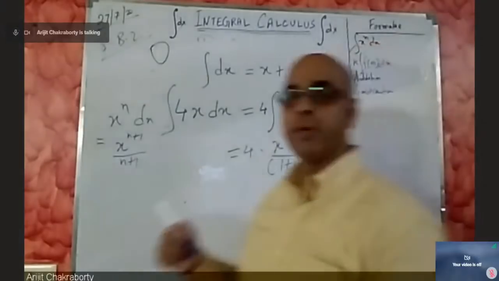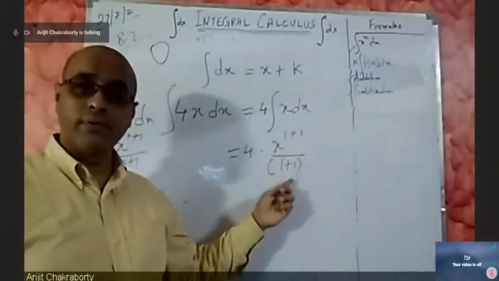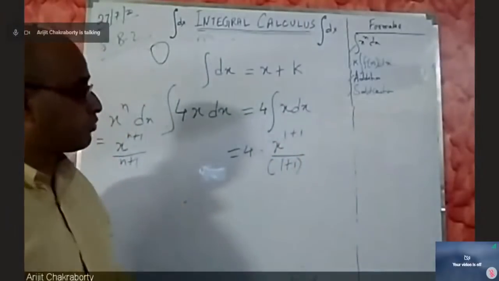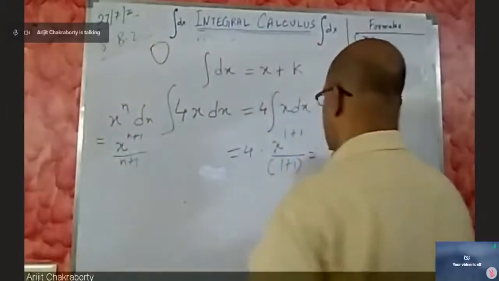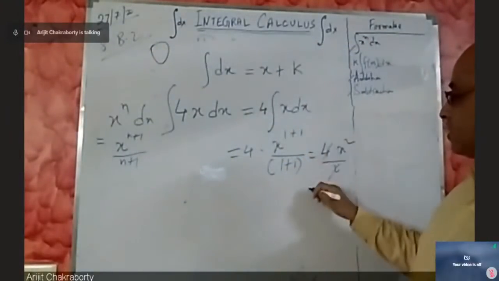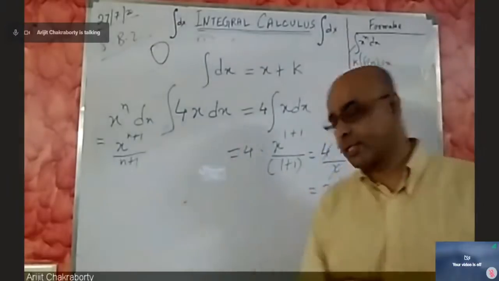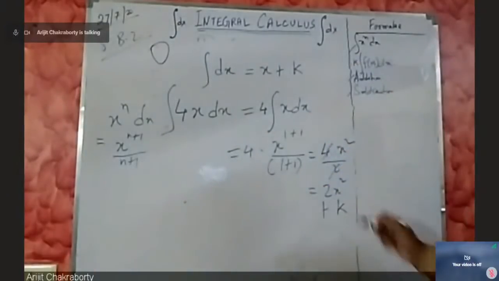Because you know x means x to the power 1. So x to the power 1 plus 1 divided by 1 plus 1. If you simplify, it becomes 4 into x squared by 2, that is, the answer is 2x squared. But we cannot forget the constant of integration, so I add plus k.